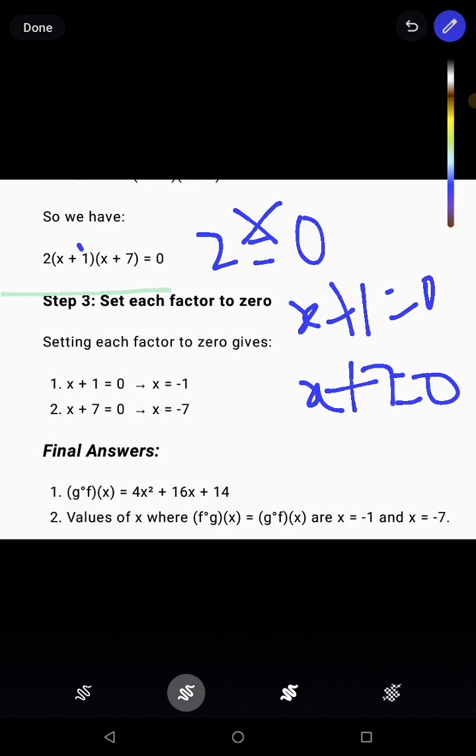So now for x plus 1 equals 0, that can be possible. In that situation, bring this one here to know the value of x at that point. So that will be x equals minus 1. And if x plus 7 equals 0, then bring the 7 to the other side. That's minus 7. So f compose g and g compose f are equal at the point where x equals minus 1 or minus 7. That is the only point they are equal. At every other point in x, they are not equal.